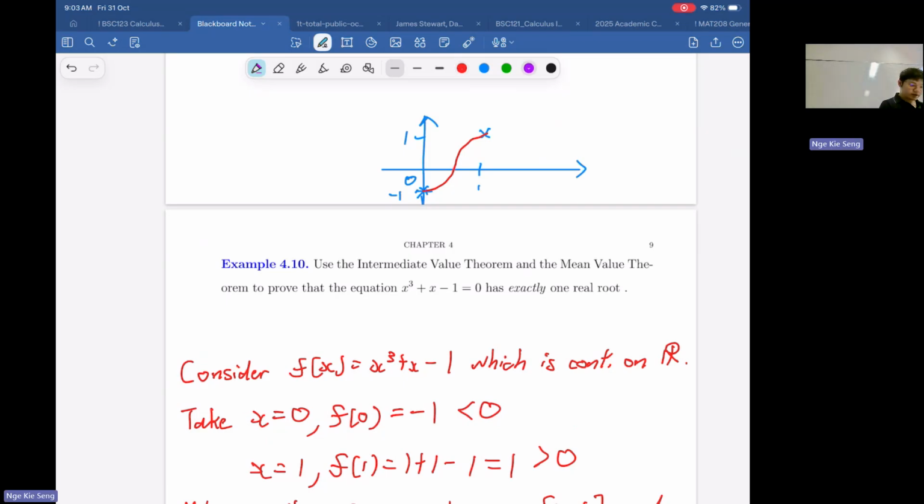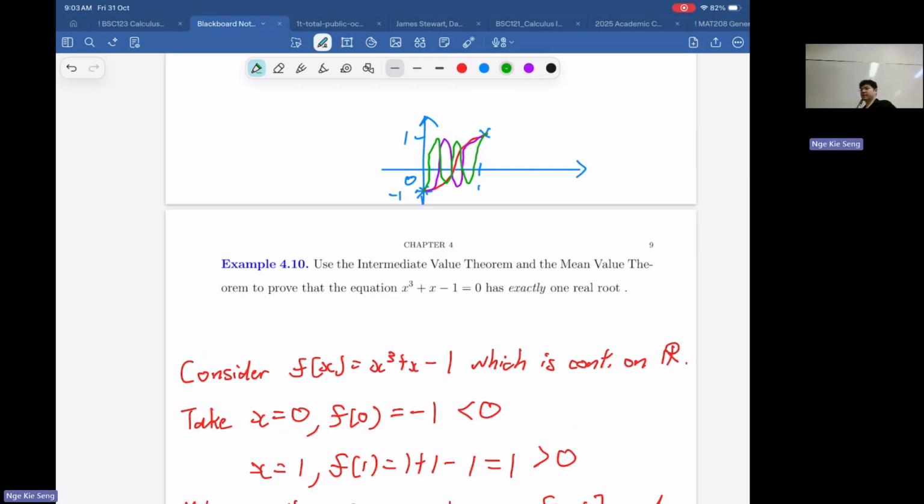Well, the graph could be something like this. It could pass through twice, I mean, 3 times in this case, or maybe even more. So our job is to show why there's only one of it. And if you still remember, when we do this, we assume there are two different real roots, and then we reach a contradiction.